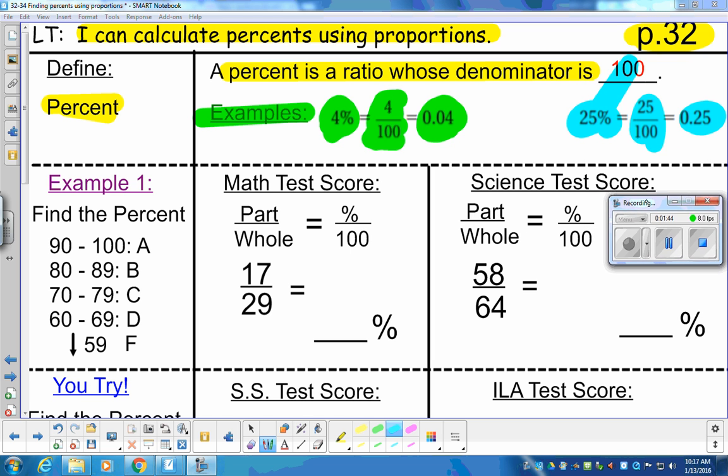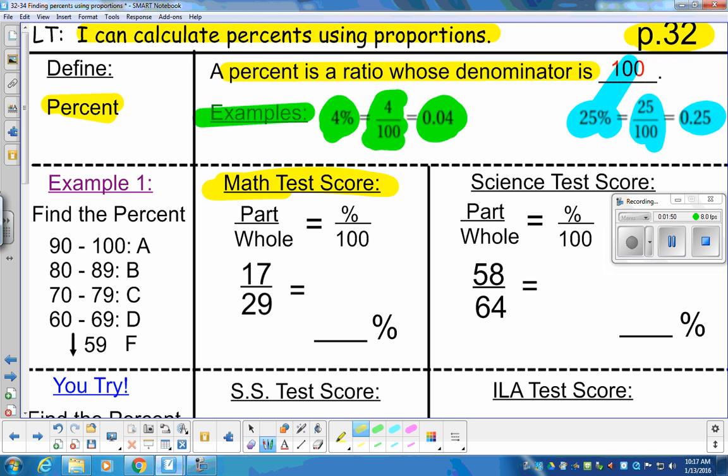In 7th grade math, we do this idea of proportionality. So in example 1, we're going to take this math test score, and let's say that you got a score of 17 out of 29 on a test. The beauty would be if every one of your teachers made the test out of 100, you could very quickly calculate the percent, because that is the definition of percent. So the test was out of 100, you got 70, you got a 70%.